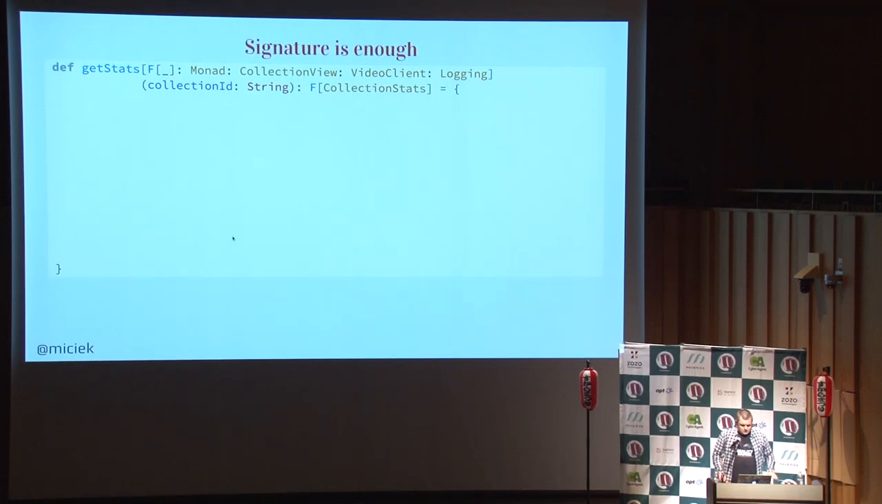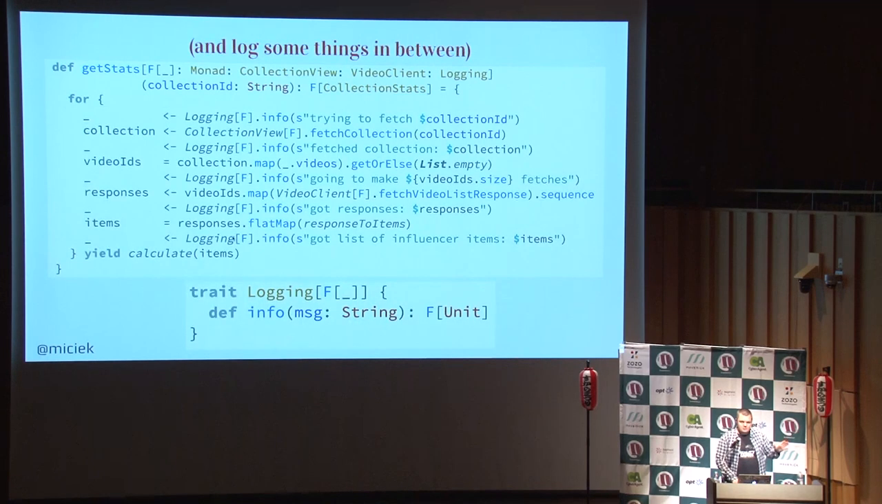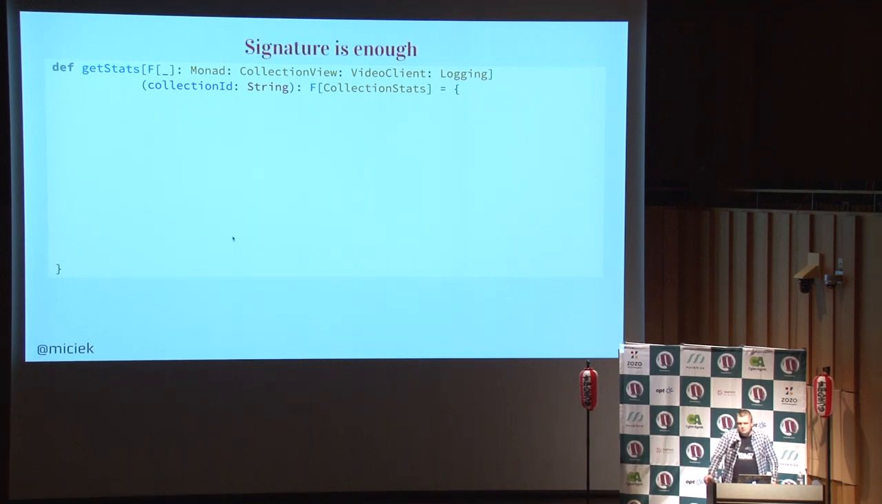So again, the same thing: you can look at the whole implementation, but you can also just look at the signature and it won't lie to you. It doesn't do anything more than that. It needs the flat map, it's getting some collections. So what you can induce from that is that it doesn't change collections, for example, right? It just gets some collections, fetches some things from the video server and does some logging. So based on the signature, you already have all those things.